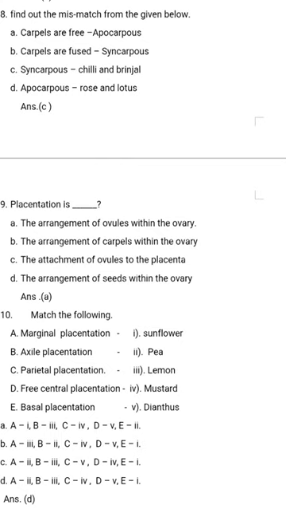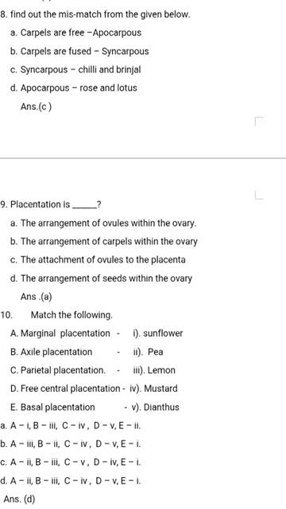Understood? So they asked for the mismatch. The correct option for this question is option C, syncarpous, chili and brinjal. Originally, syncarpous can be seen in tomato and mustard. Understood? Hope you understood the explanation for this question.